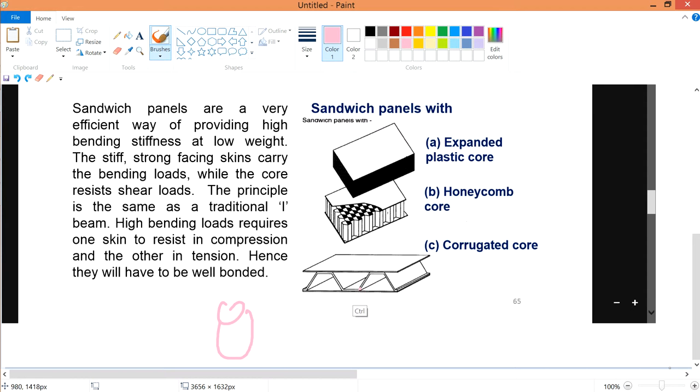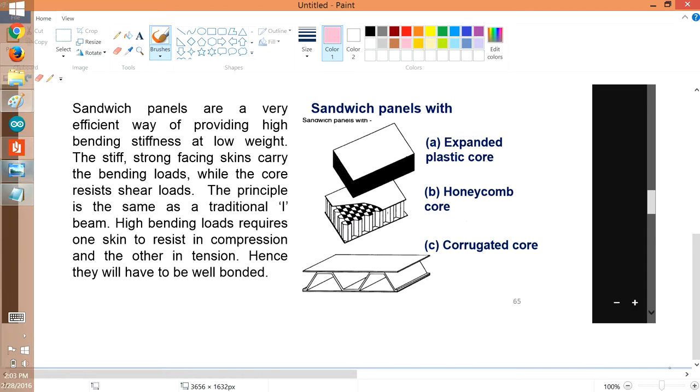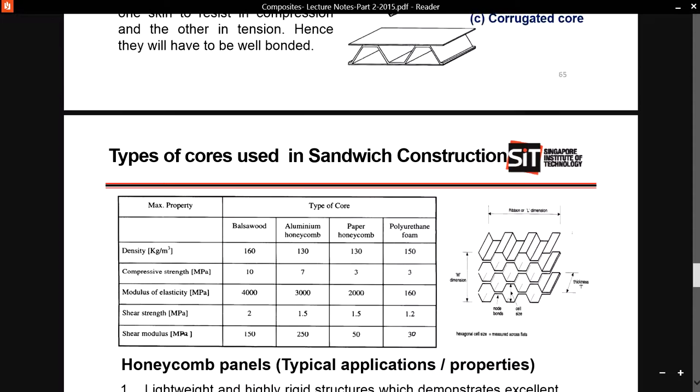Alright, this is what the honeycomb is, and the corrugated core is just this core over here. Alright, and it also helps to resist certain bending issues. In a way, yeah, but I won't go into details. The main focus is the honeycomb core, and therefore let's talk about the honeycomb core also.